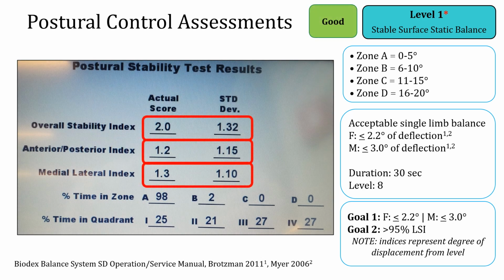So what do the results provide you? It provides you a medial and lateral index, an anterior and posterior index, as well as an overall stability index. You can see the actual scores there, which represent the degrees of deflection. It's kind of like golf. The lower the score, the better. What you also want to consider would be the standard deviations as well.